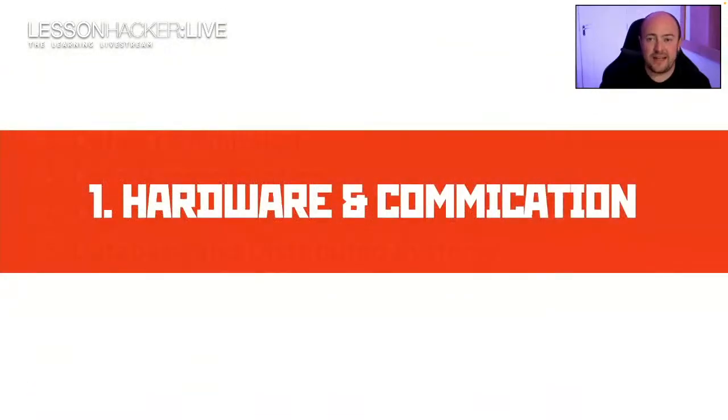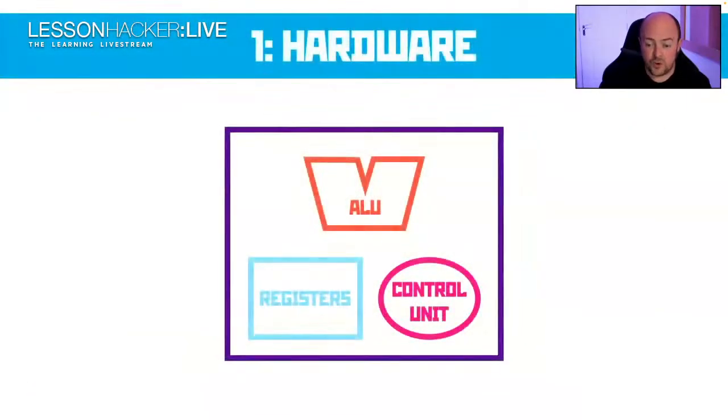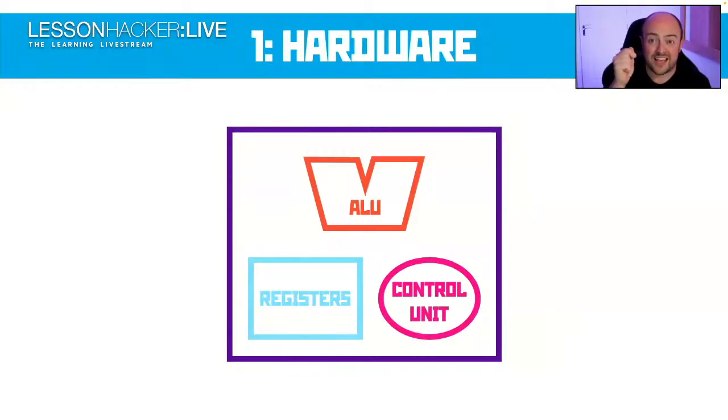Now, this is basically how the CPU works. From GCSE, these are the 3 key components of the CPU. The upside down trousers is the ALU, the arithmetic logic unit. It's the bit that works out the maths and the logic. That's all you really need to know about it.